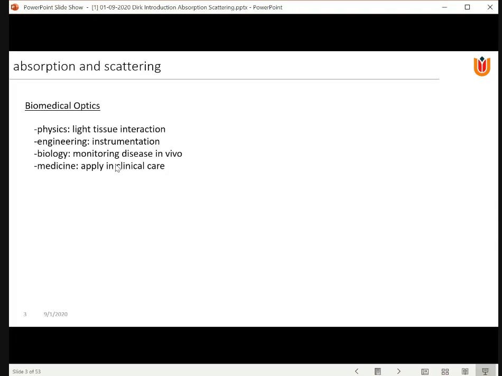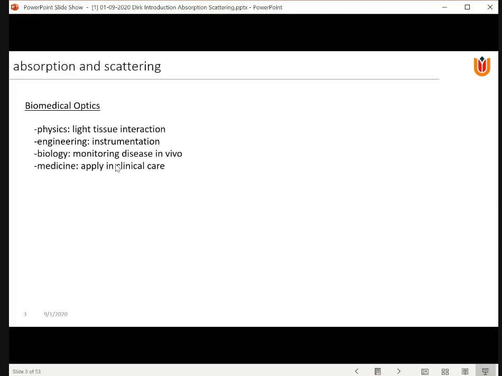My apologies. Some of the slides, of course, I've borrowed from last year. So sometimes it just says biomedical optics. Sometimes it will just say light tissue interaction. But for today, please assume that this is, of course, valid for both classes.